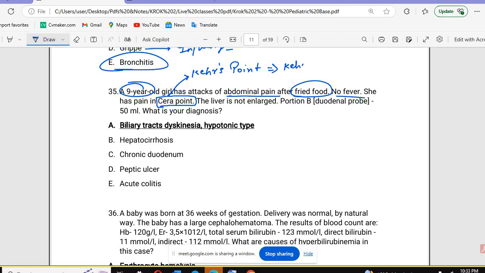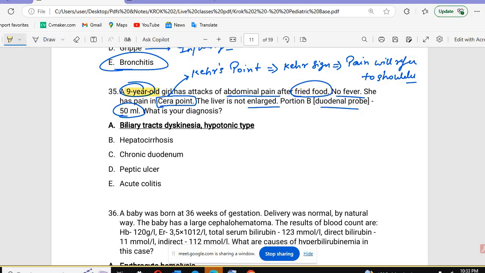Or we call this the Kehr sign. In the Kehr sign, the pain will refer to the shoulder. That is the Kehr sign. The liver is not enlarged. Portion B, duodenal probe is 50 ml. What is your diagnosis? So here you can see the 9-year-old girl, fried food, Kehr's point, the liver is not enlarged.